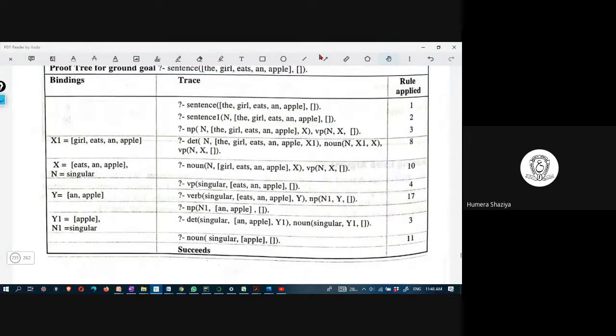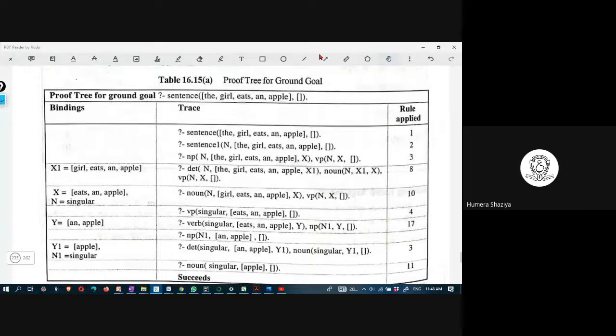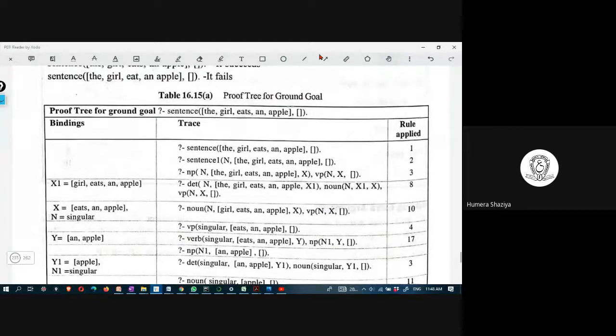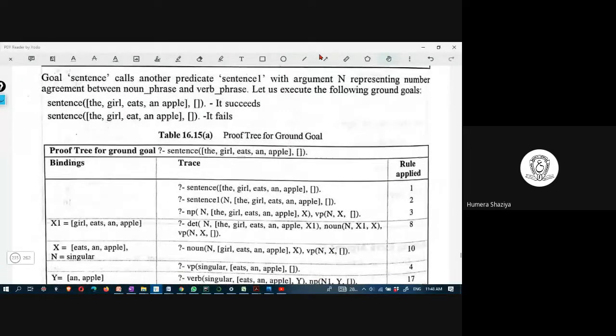And here, this is the proof for the ground rule. The sentence is the girl eats an apple. Here, the girl eats an apple. The girl eat an apple fails.